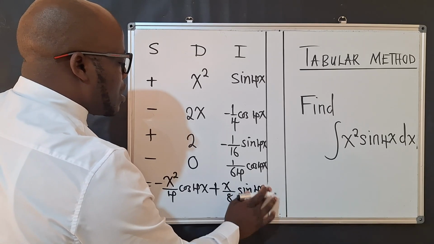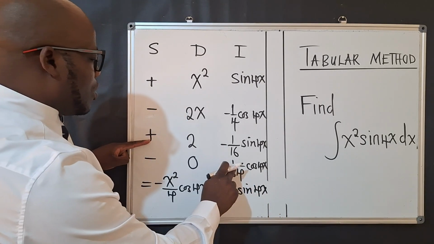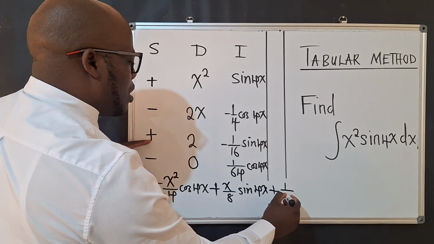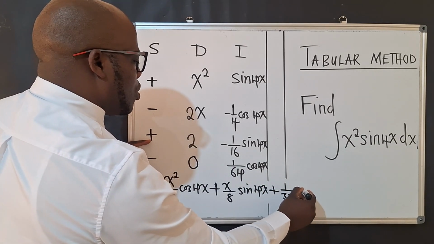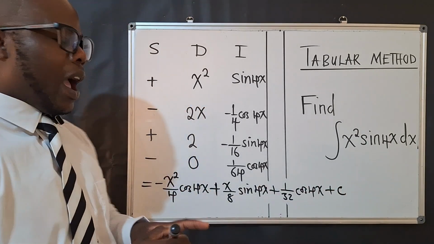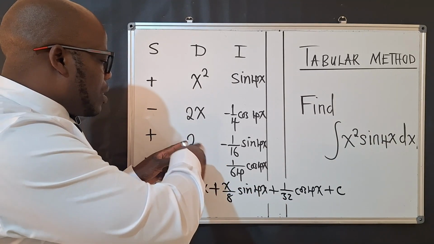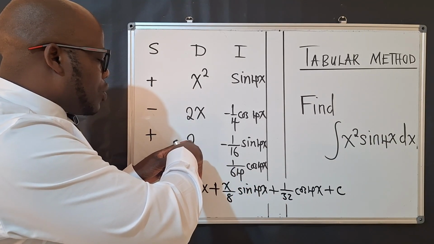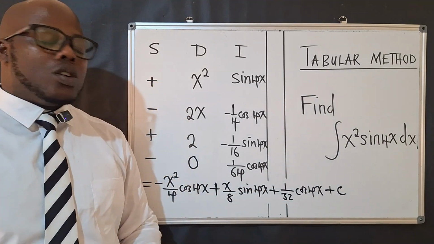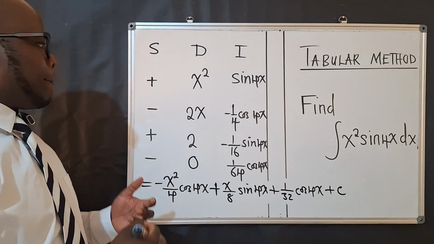I'm running out of space. Let me clear here. So next we come to this. It will go with this. So it will be plus 1 over 32 cos 4x plus a c. I know maybe you're wondering where this 32 is coming from. When you multiply this by this, 2 into 2 is 1, into 64, it will give us what? A 32. So this is our answer, or this is how we use the tabular method.